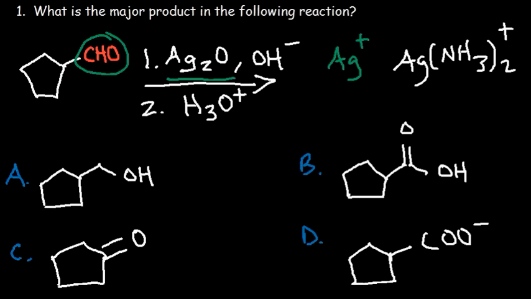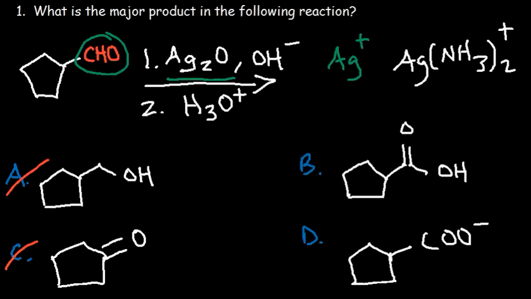So A is not an aldehyde. It's out. C is a ketone, so it won't work. If we had an OH here, an alcohol on the alpha carbon, then it would work. That's the alpha hydroxy ketone. But since it's not there, C is not the correct answer.